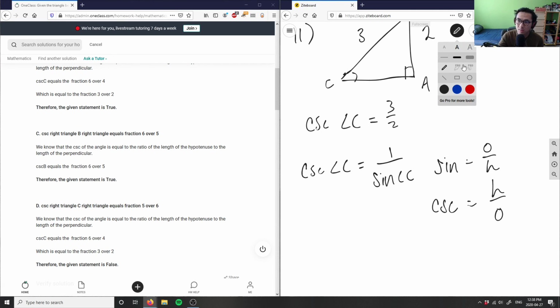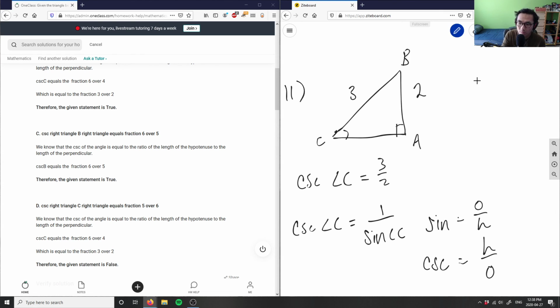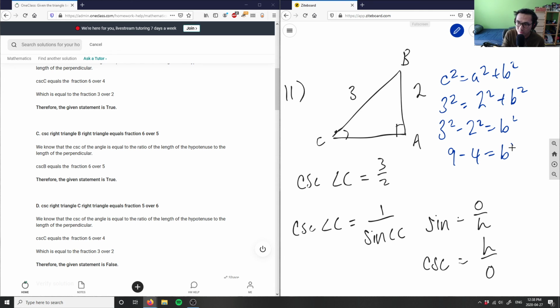Let me do some blue here. This is simply c squared equals a squared plus b squared. So c squared I know is 3 squared, equals, again I can assume this is 2 squared plus b squared. I can move 2 squared to the other side. This is 9 minus 4 equals b squared. So 5 equals b squared, which means b equals root 5. So this side length would be root 5 for this triangle here.